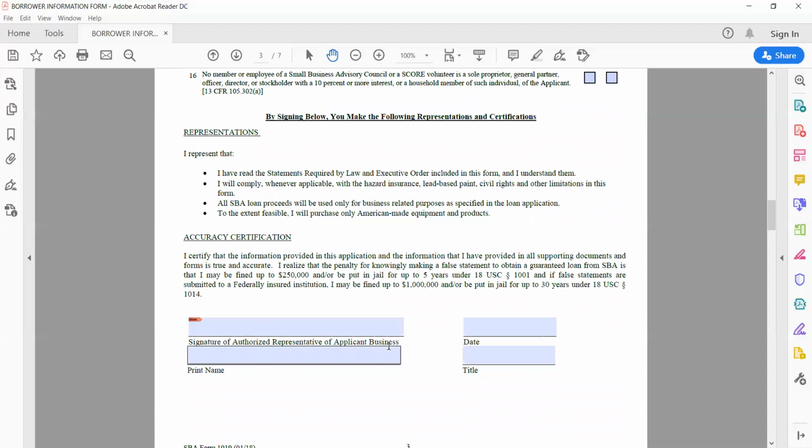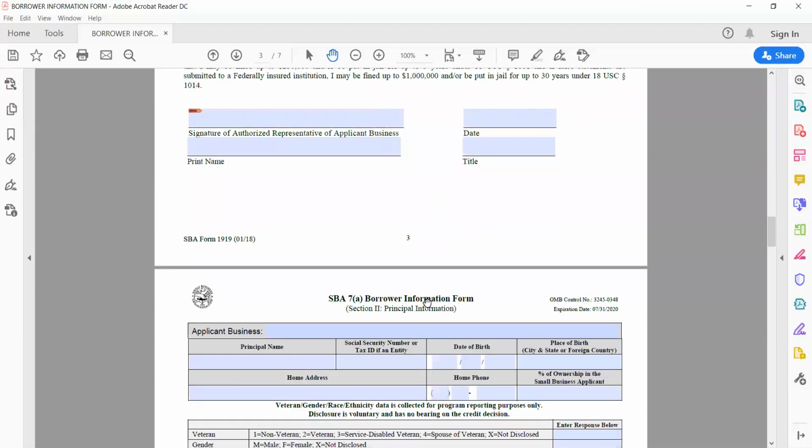Important to understand that this is a legal document, and that under penalty, knowingly making a false statement to obtain a guaranteed loan from the SBA may be fined and punishable by jail. So be sure that you're answering everything truthfully and to the best of your knowledge.